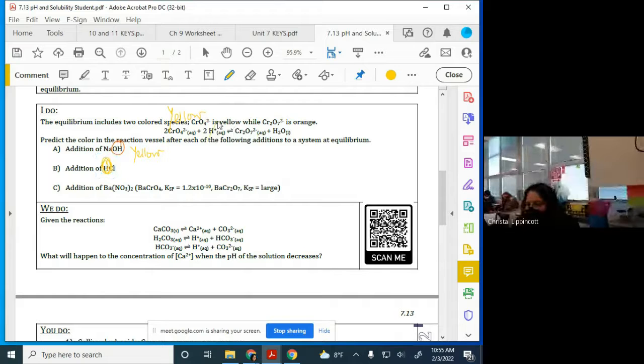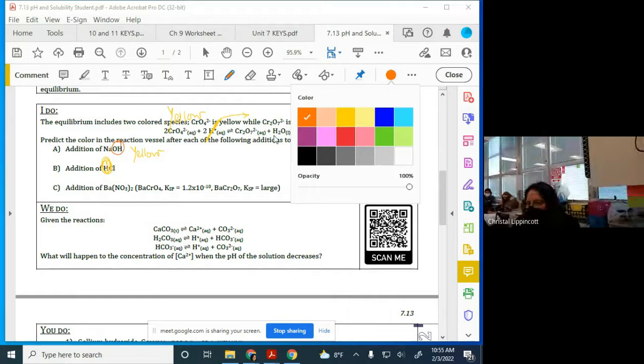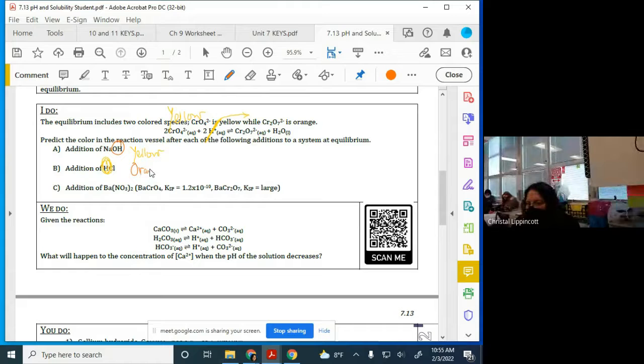We're increasing this here. So if we increase this, then it's going to shift this direction and turn orange. But it connects to the H2O, right? Wait, where does it connect to? Yeah, because you're increasing something that was already here. So whatever side is increased, then it shifts the other way. Oh, I gotcha.